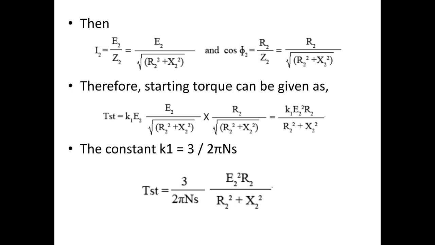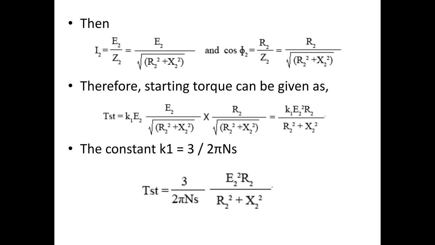Since it is AC input, meaning alternating current, we are speaking about the impedance. So we substitute the respective value: E2 divided by the square root of R2 squared plus X2 squared. That is nothing but your I2, and cos phi, if you substitute the values, you will get the value.